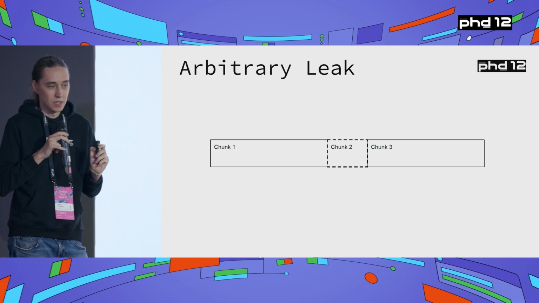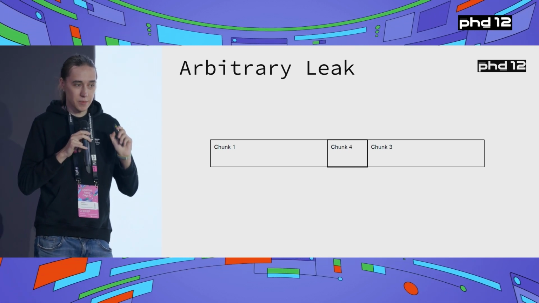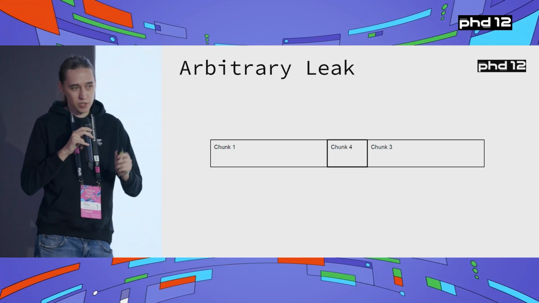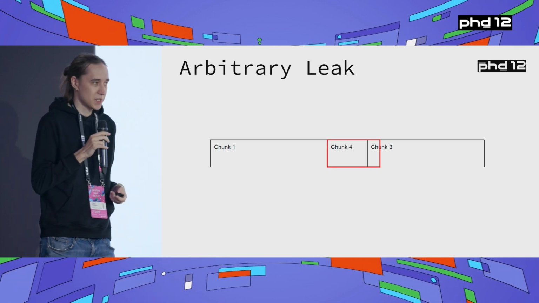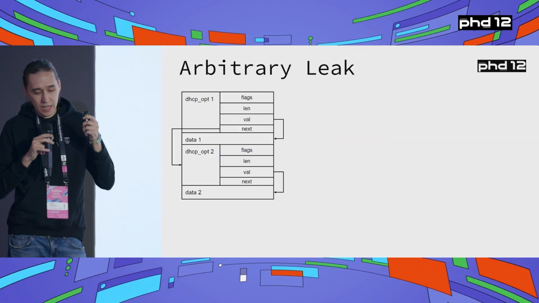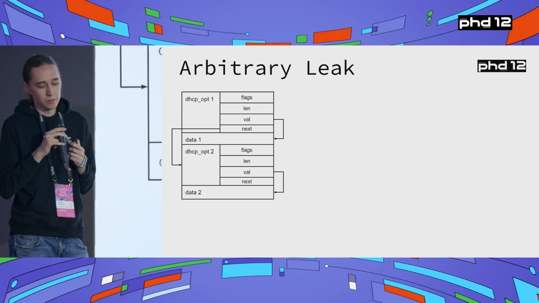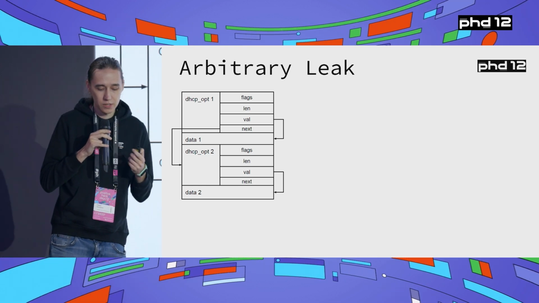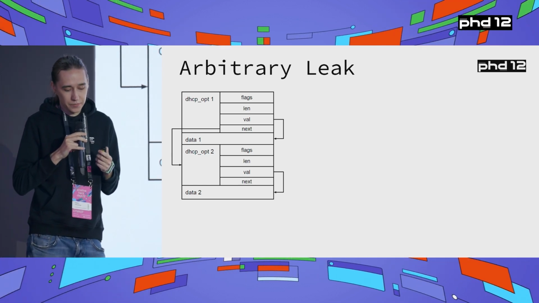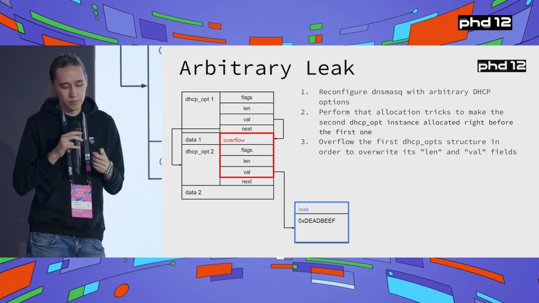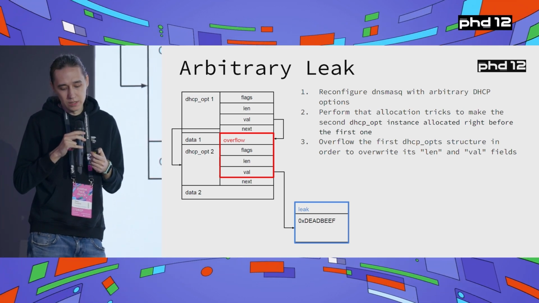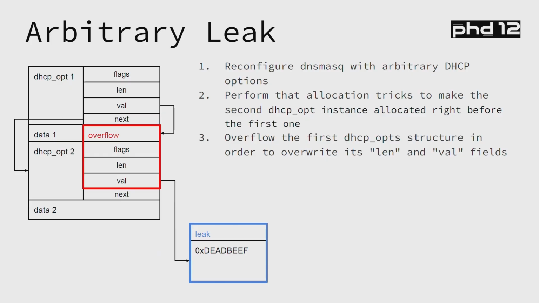After chunk 3, we allocate chunk 4 of the same size as chunk 2. And then, as we parse it, we can do overflow. And then it will, as you can see, overflow into chunk 3. So that's the structure in the memory. Then we want to overflow or override data 1. Then we reconfigure dnsmasq with our options.